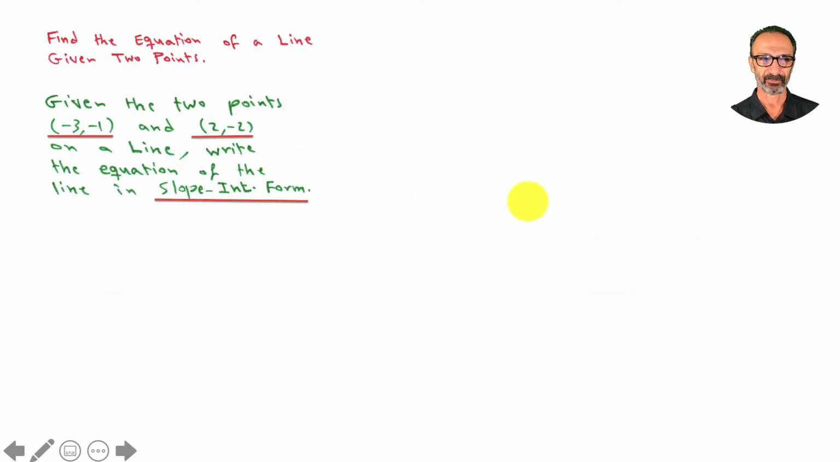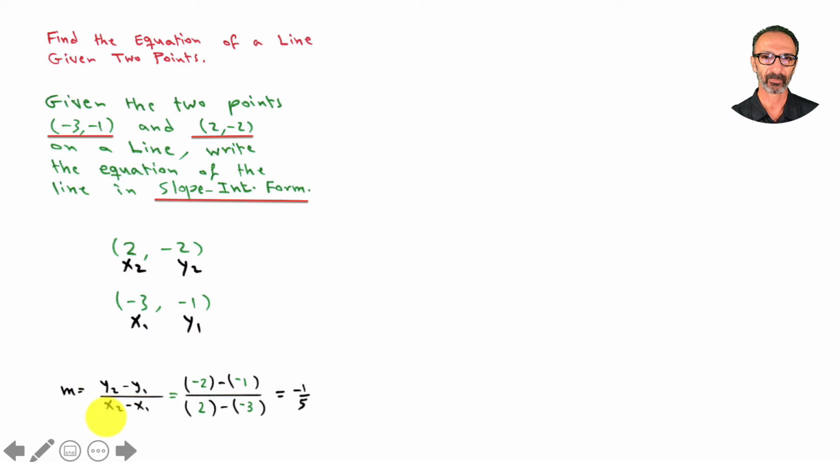Here's the example. Now you're given 2 points. In the previous example, it was a point and a slope. Here, you have 2 points. Well, I don't have the slope yet. To find the slope, I'm just going to follow the formula, which is y2 minus y1 over x2 minus x1.